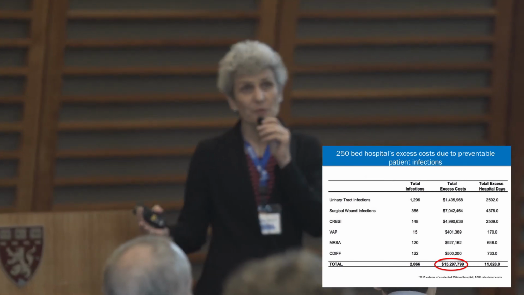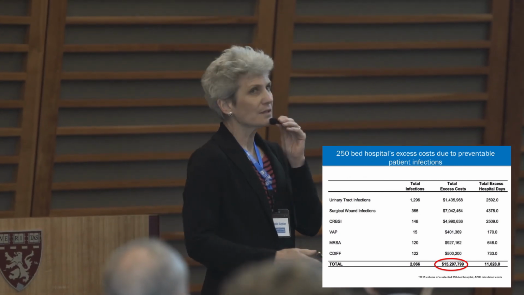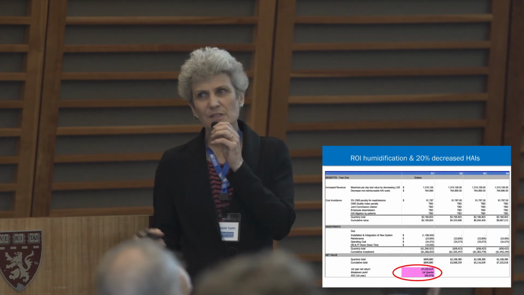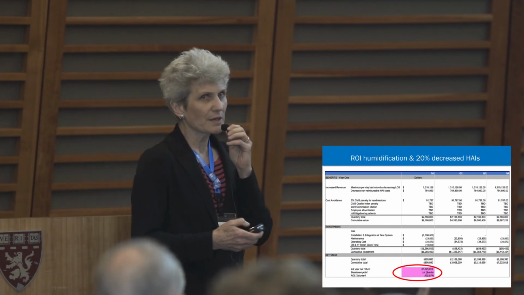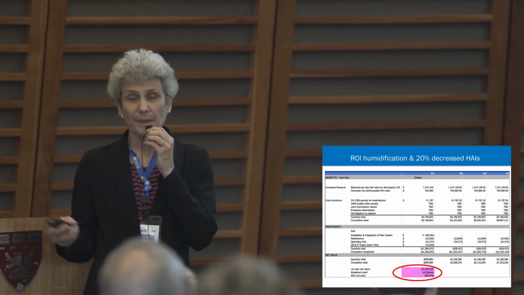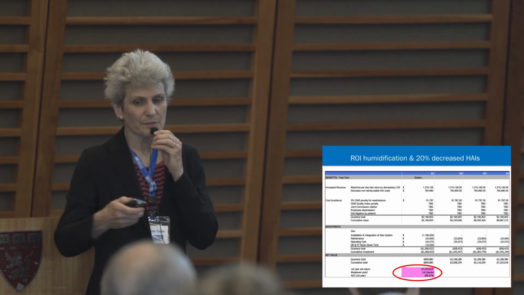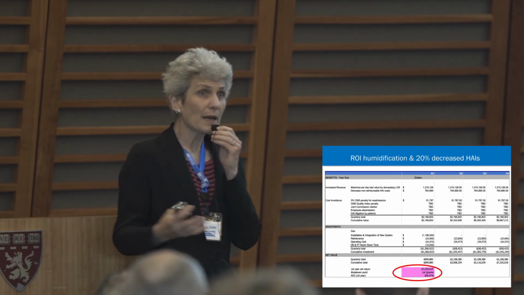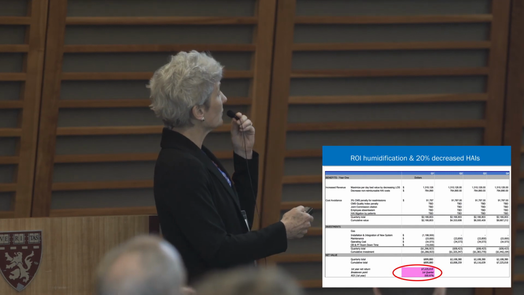But even if you want to lower the numbers, it's still a lot of money that's being lost. So what if you just decrease these infections by 20%? How much money would that hospital save? So again, looking at the study I showed you at the Chicago hospital, where we related indoor air humidity to patient infections, it's quite reasonable to say, okay, what happens if we decrease our infection rate by 20%?